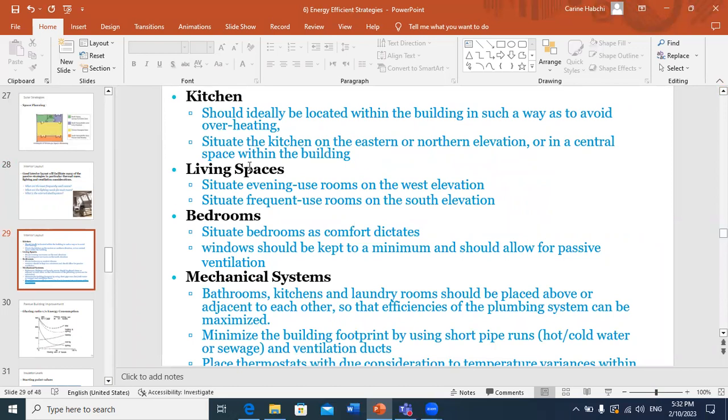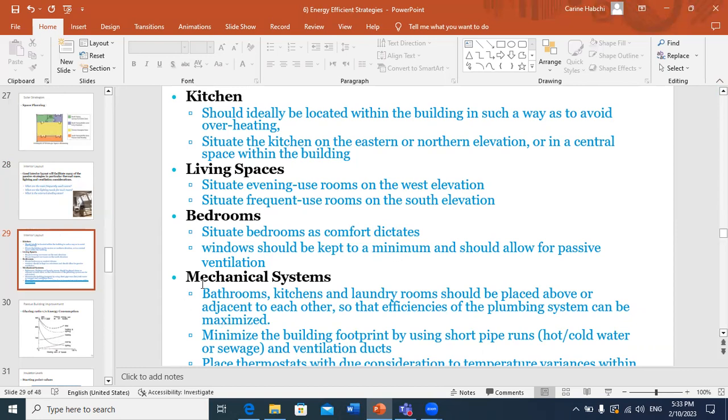Concerning the living spaces, we should situate evening use rooms on the west elevation because it's exposed to the sun during evening. And we situate frequent use rooms on the south elevation, because the south is, in general, exposed to the sun for a large period of time during winter. Concerning bedrooms, we situate bedrooms as comfort dictates. Windows should be kept to a minimum and should allow for passive ventilation.